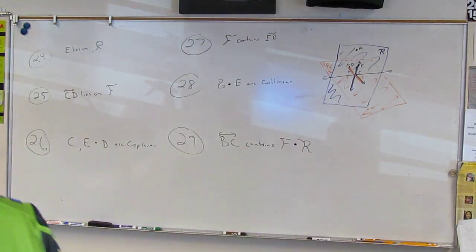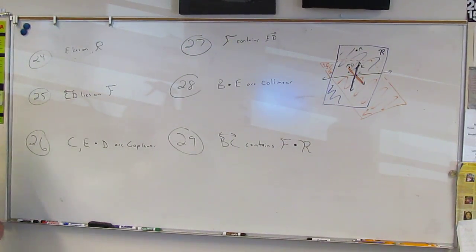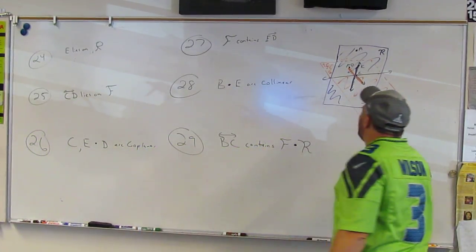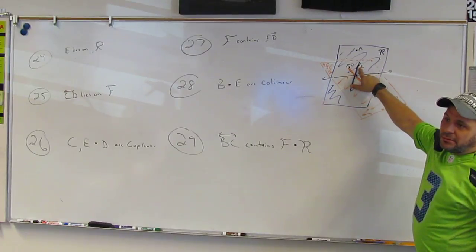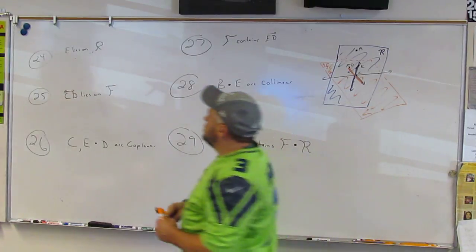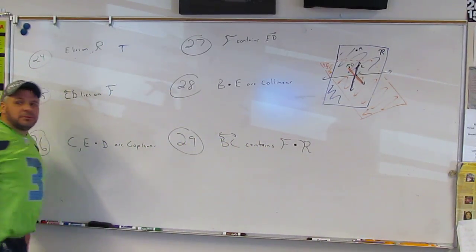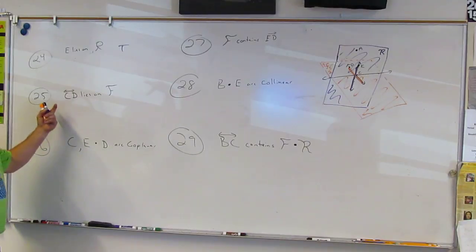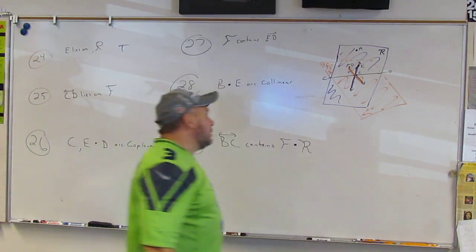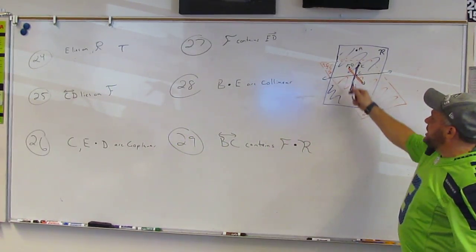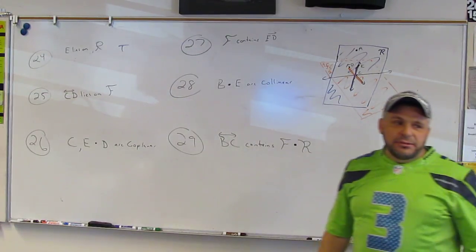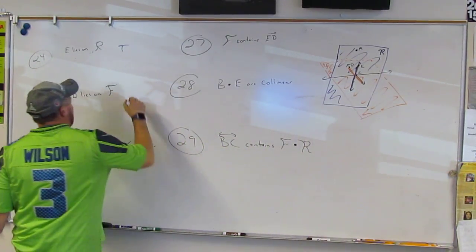All right. So 24 says E lies on plane R. Okay? E lies on plane R. Is that true? That the E is purple? Yes. True. Okay? 25. CD lies on F. Is that true? CD is on F, which is orange. Is CD orange? Yes. Okay, that's true.